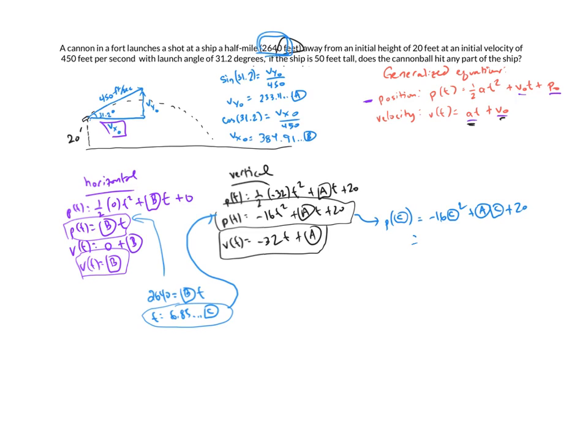It's about 866.17, and so on. Now, that means that when the cannonball reaches 2,640 feet horizontally, it's still 866 feet in the air. The ship is only 50 feet tall. So the cannonball flies over the ship without any danger whatsoever. So if I wanted to fire another shot and have another chance of hitting the ship, then I would need to lower the angle somewhat. So I challenge you to go ahead and try to adjust the angle to something smaller than 31.2 and see if you can hit the ship on the second shot.